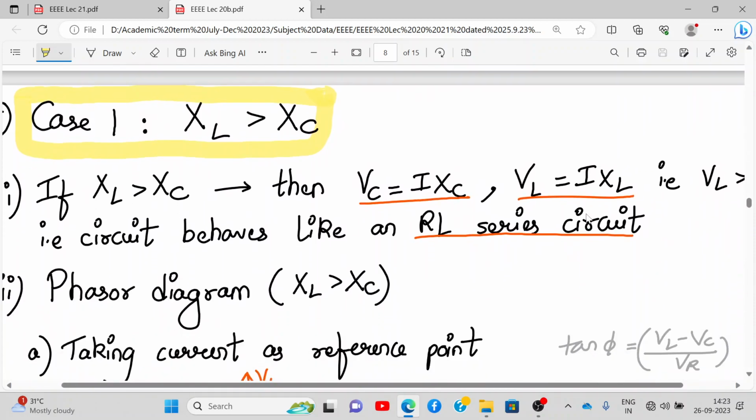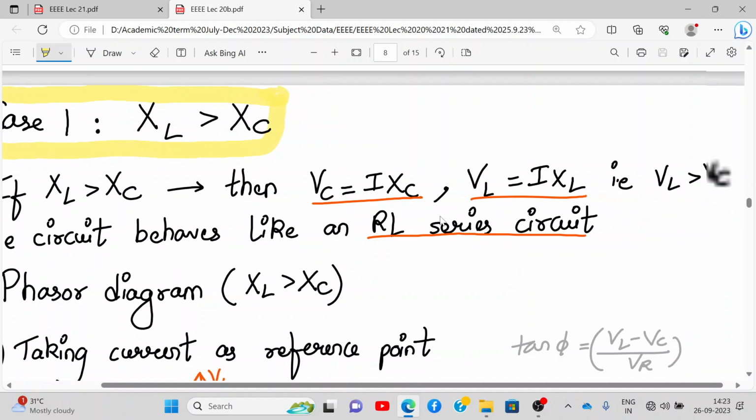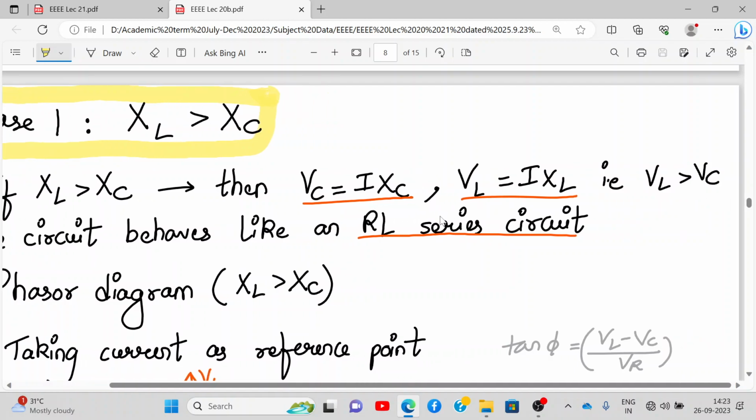So for the first case, write down the first case. We'll consider inductive reactance greater than capacitive reactance. That means XL is greater than XC. So if XL is greater than XC, can I say VL is greater than VC? Because VC is I into XC, VL is I into XL. VL greater than VC means the circuit behaves like an RL series network.